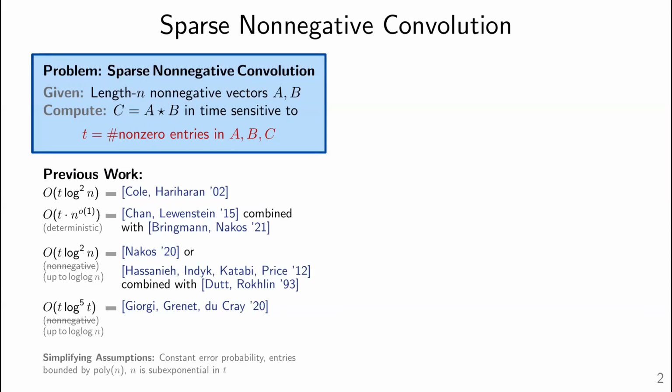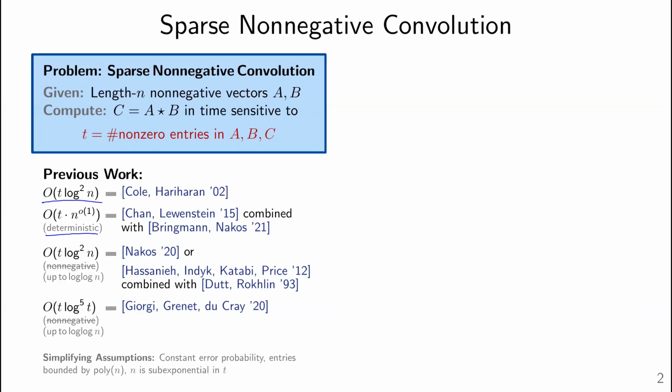The first very fundamental breakthrough was by Cole and Hariharan in 2002, where they proved that this problem can be solved in near-linear time in t with a logarithmic overhead in n. This has been studied ever since then. For instance, there has been work on deterministic algorithms, for which you can also get an algorithm running in time near linear in t, but the overhead in n is worse than polylogarithmic.